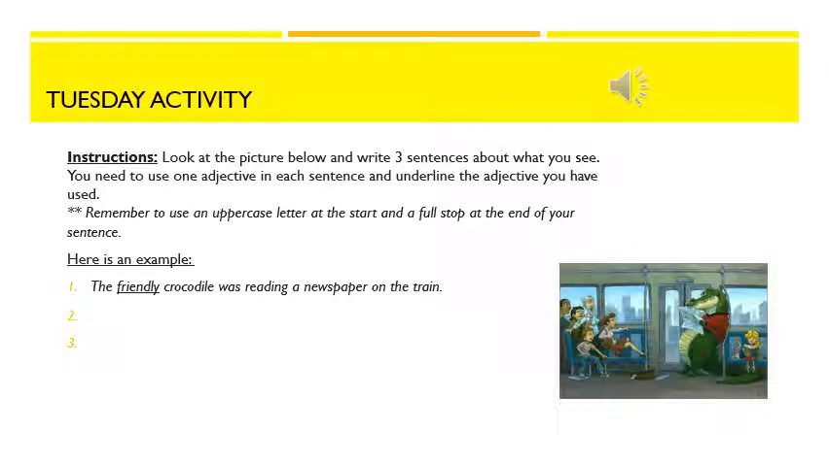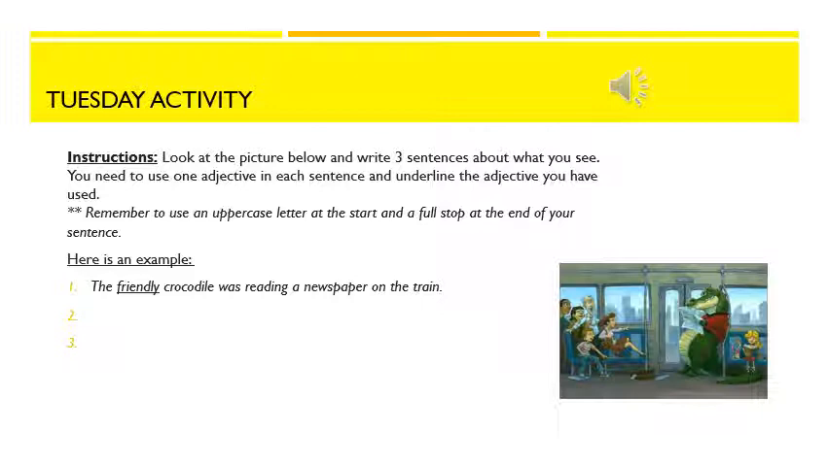Here's today's first activity. Look at the picture below and write 3 sentences about what you see. You need to use one adjective in each sentence and underline the adjective you have used. Remember, when you're writing sentences, you need to make sure you have an uppercase letter at the start of your sentence and a full stop at the end.